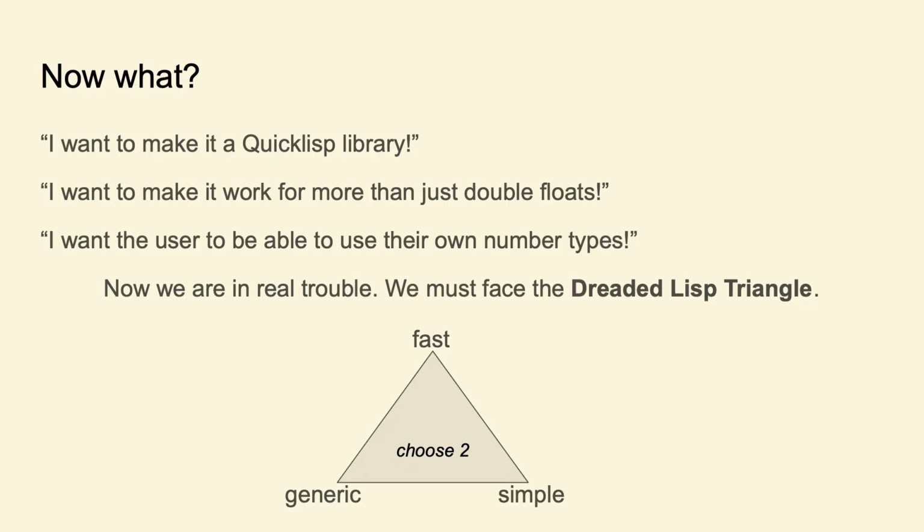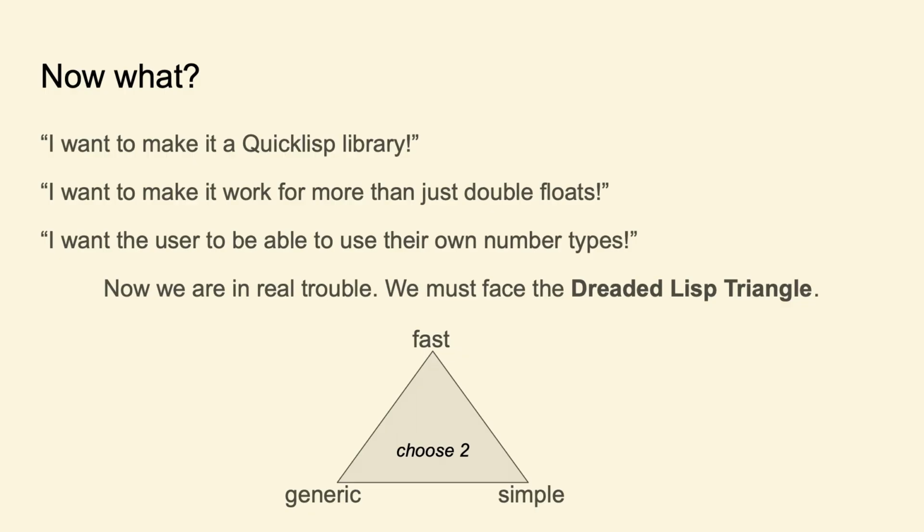Yes, we wrote a double float FFT, but why not single floats? Why not fixed precision integers? Why not integers themselves? Why not let the user define their own FFT over their own special data type? Now we're kind of in trouble. This is another one of my opinions.